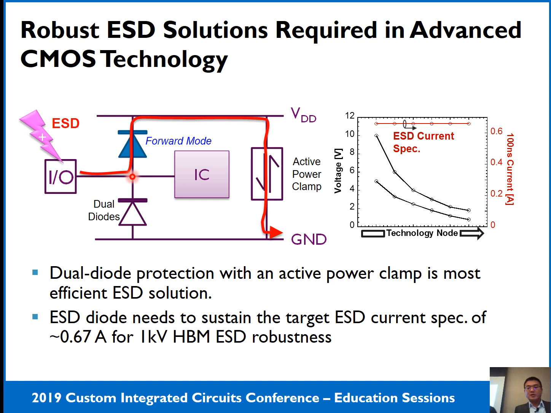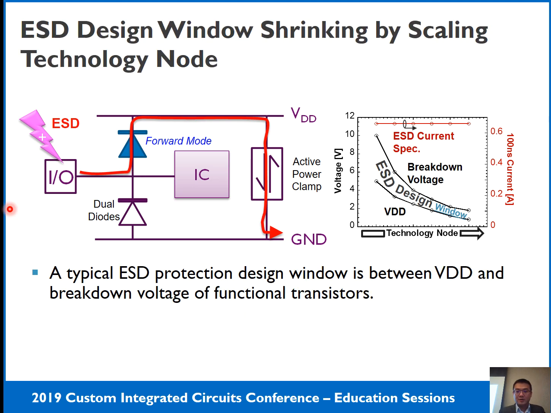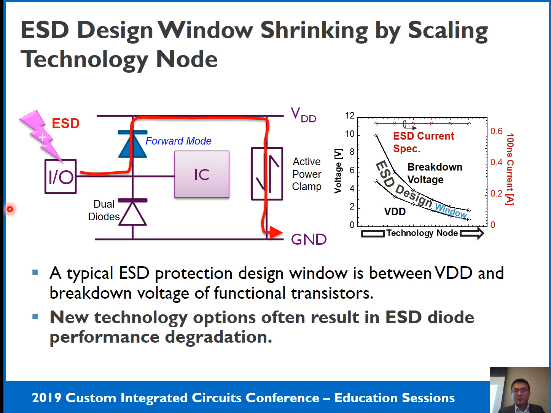So then this forward conduction, the ESD diode needs to sustain the target ESD current spec of 0.67 amp for 1 kV HBM ESD robustness. Then in this forward operation, the ESD protection device also needs to operate inside the technology-defined ESD design window.